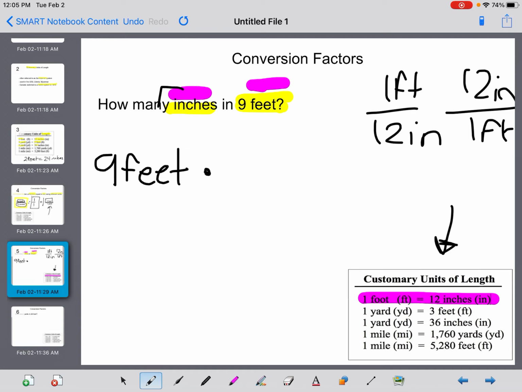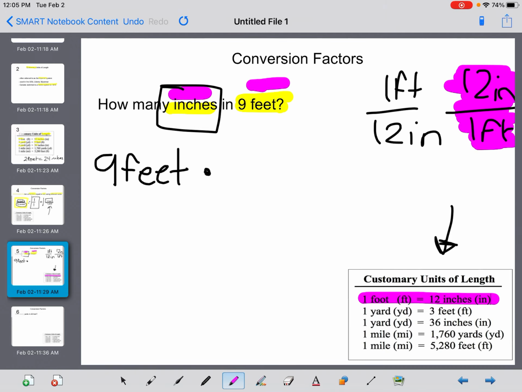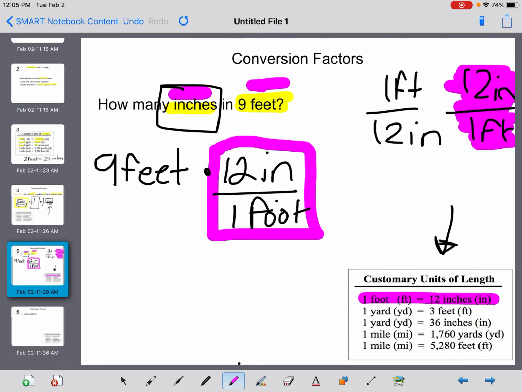But what I want to do when I'm working with conversion factors, the unit you need to find goes on top. So what do I want to find? I want to find how many inches there are. The unit you need to find goes on top. I want to find inches, so I'm going to do this. 12 inches over 1 foot. This is my conversion factor right here. I'm going to convert from feet to inches.